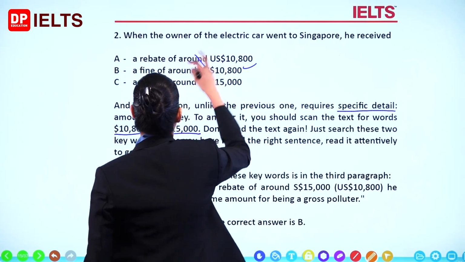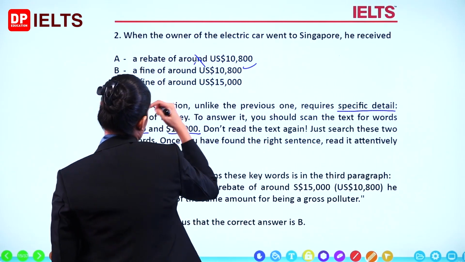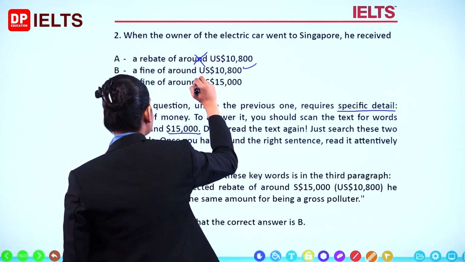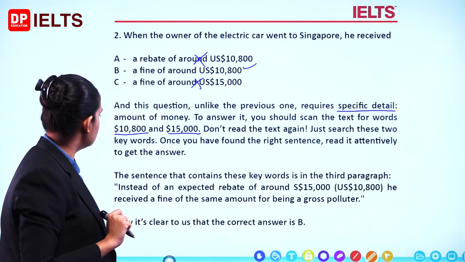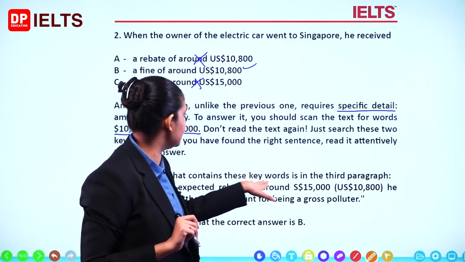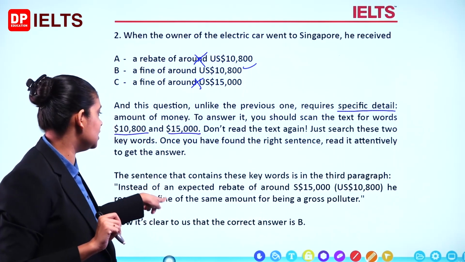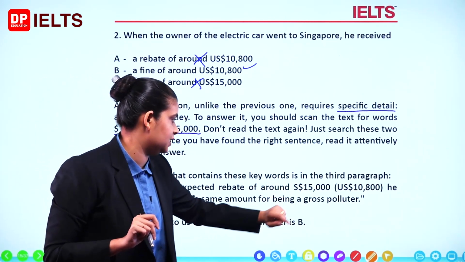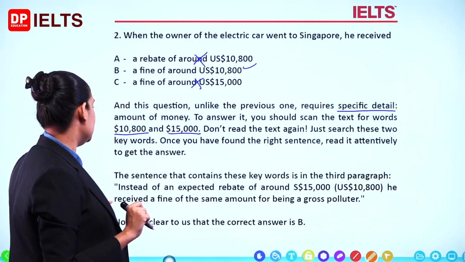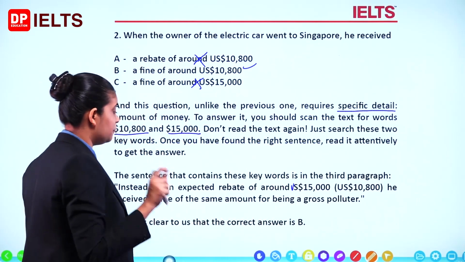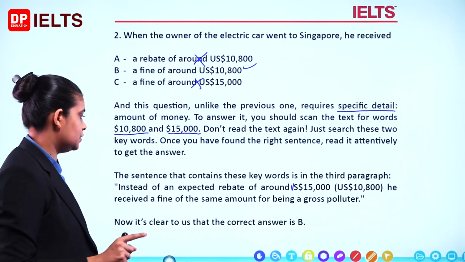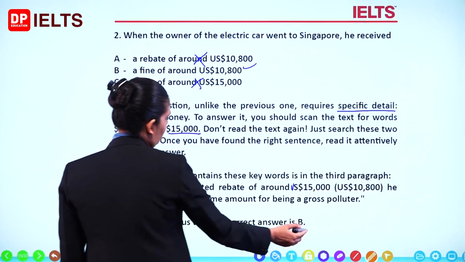This one, no. A fine around 15,000, no. They thought that they would get a discount for 15,000, but no, that wasn't the fine. So, the sentence contains keywords in the third para: instead of an expected rebate of $15,000, he received a fine. This should be US dollars, right? He received a fine of the same amount. So, the correct answer is definitely B.